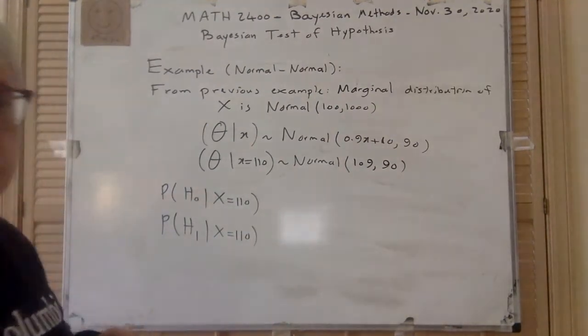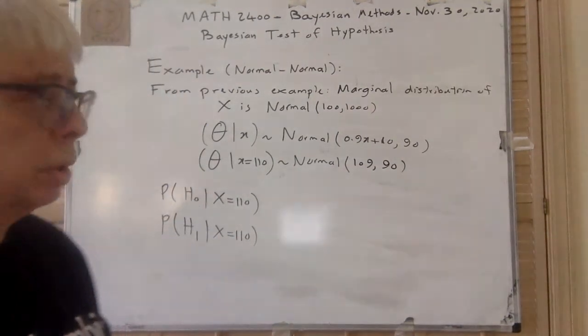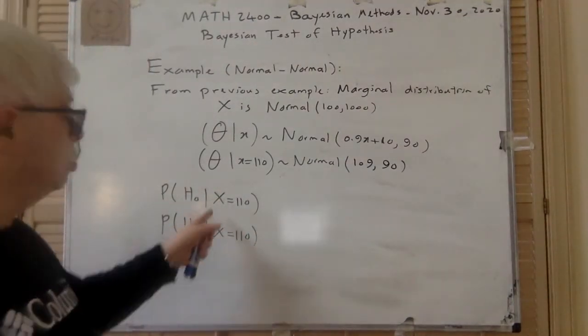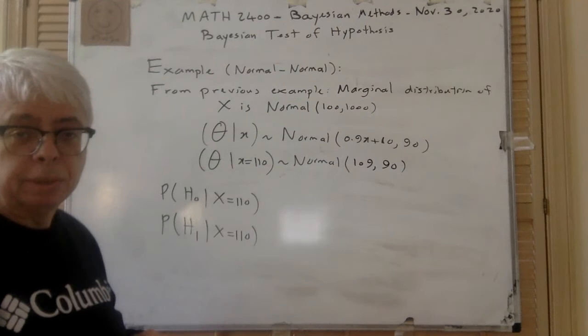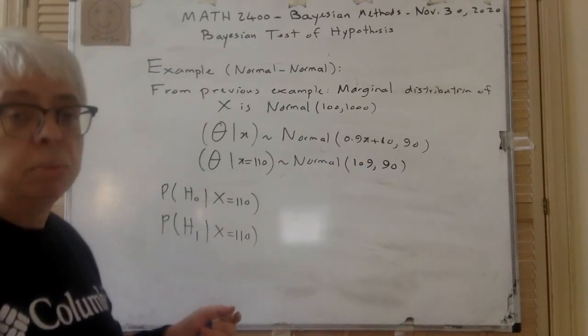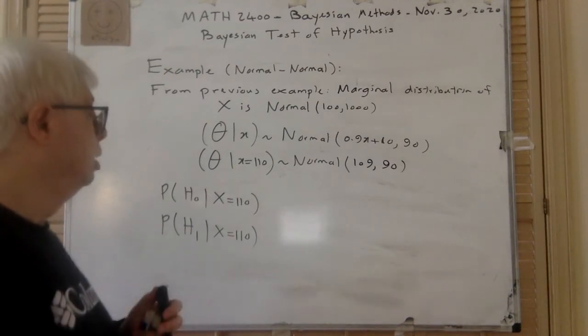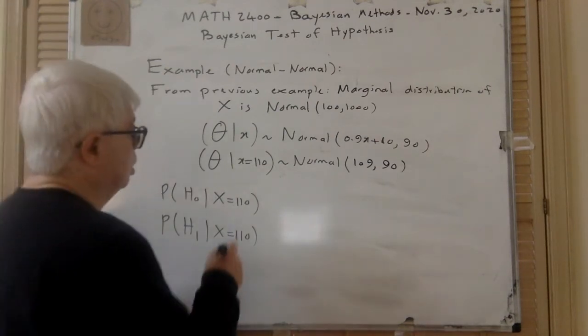Now, since these are complements, if I find this one, the other is 1 minus that. If it's not the complement, then you have to find them separately. But in this situation, that's okay.